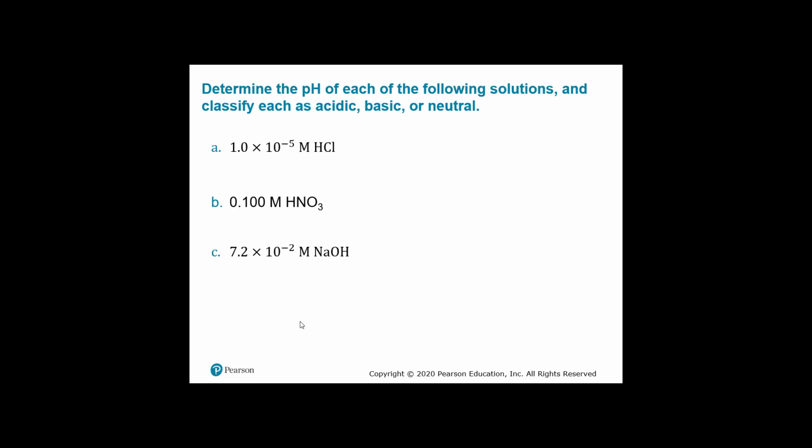So determine the pH of each of the following solutions and classify each as acidic, basic, or neutral. This is a very good slide to learn how to do these problems. So we have 1.0 times 10 negative 5 HCl. So what is the pH of that?